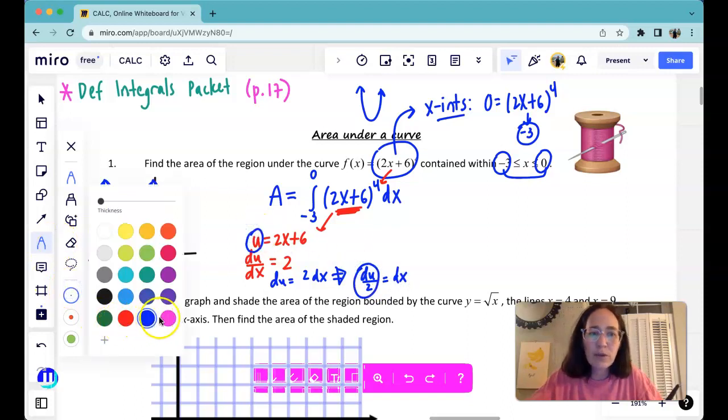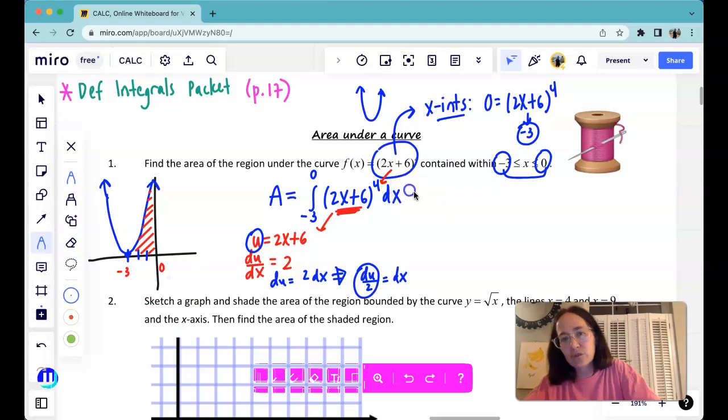Both of those circled expressions can get plugged back into the original integral. So we've got, and remembering, now we're kind of changing our variables here. We're going to write u to the fourth instead of (2x plus 6) to the fourth.